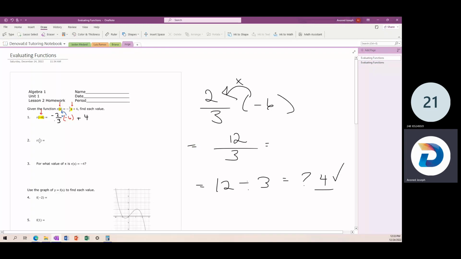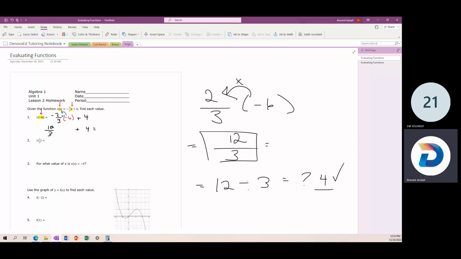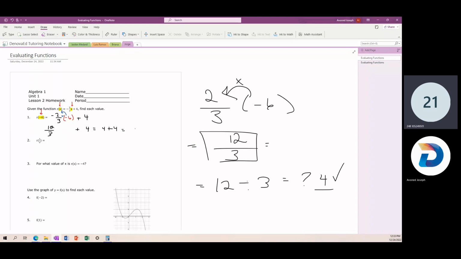So we know that this is 4. So we can change this fraction into 12 over 3 first, and then we still have the plus 4 over here. Then we can break this down. We said that this was 4. 4 plus 4 would get us what? 8. That's our answer.